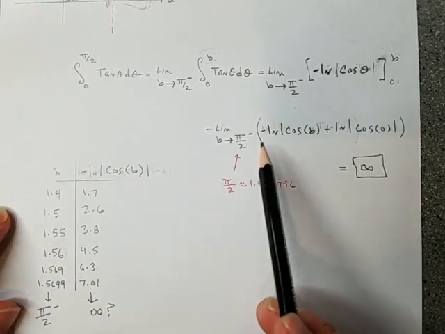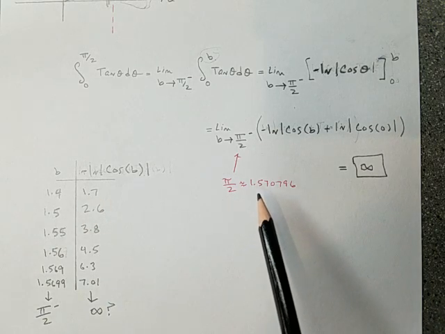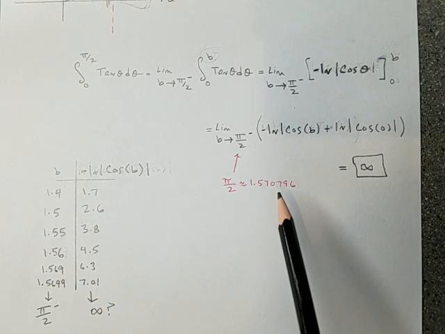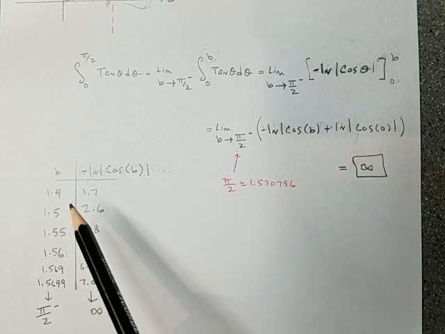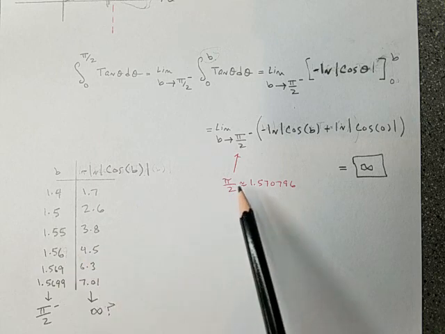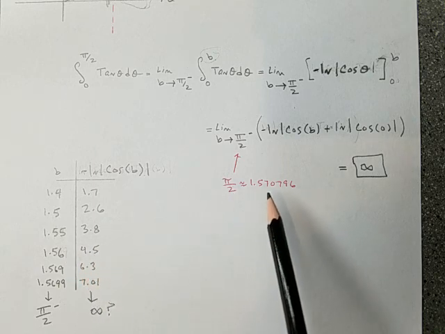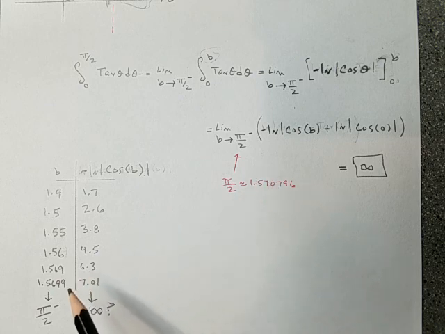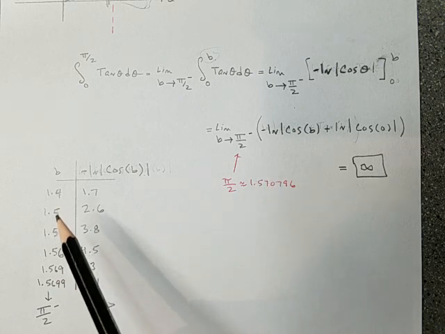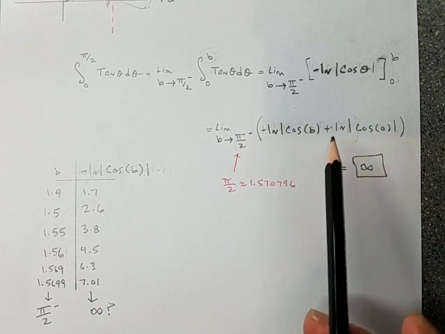If you want to do that limit right there by table, let's see, pi over 2 is about 1.570796, so 1.4, 1.5, 1.55, 1.56, 1.569. We're getting real close to 1.57. That's what it looks like to go to pi over 2 from the left. What about all this stuff? What's this?